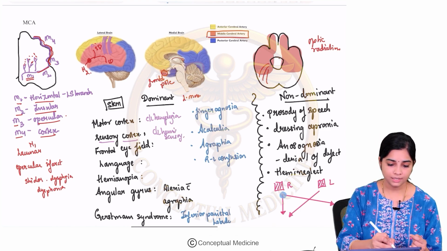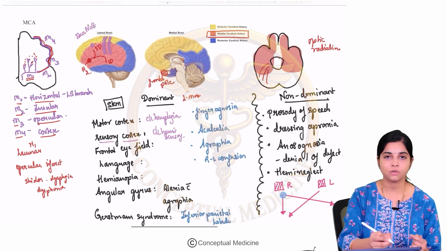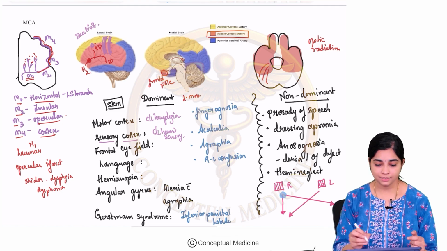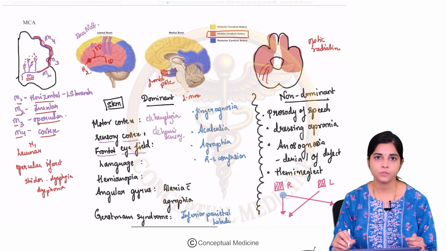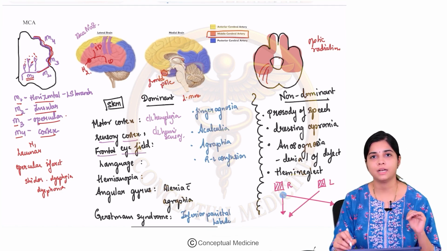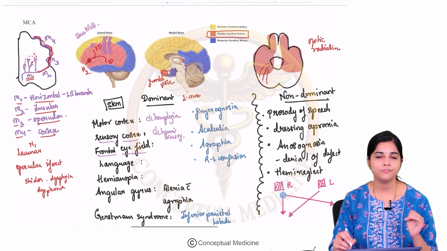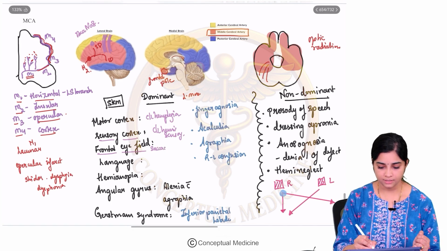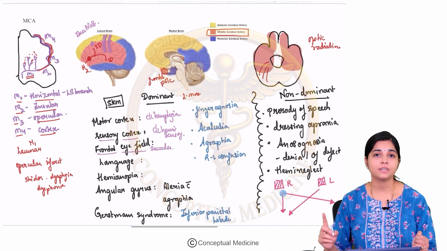Then there is another area which is present here, which is called area number 8 according to Brodmann's classification, area number 8. So that is your frontal eye field. So what is the action of this frontal eye field? The frontal eye field is basically involved in the control of saccades. It is basically involved in the voluntary control of saccades.